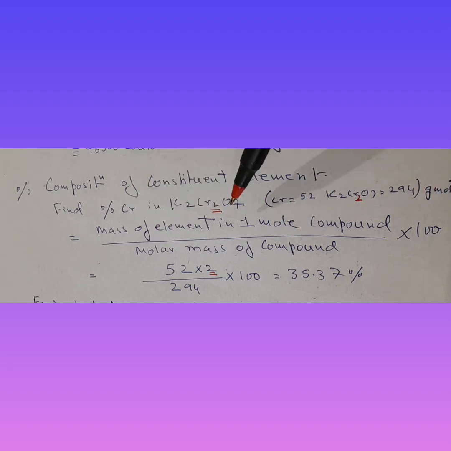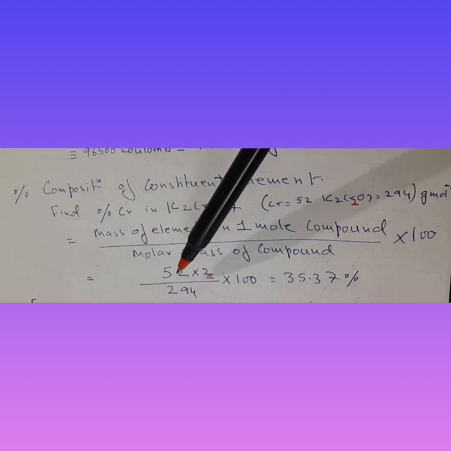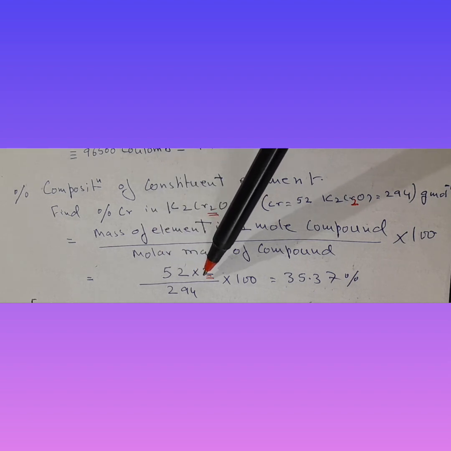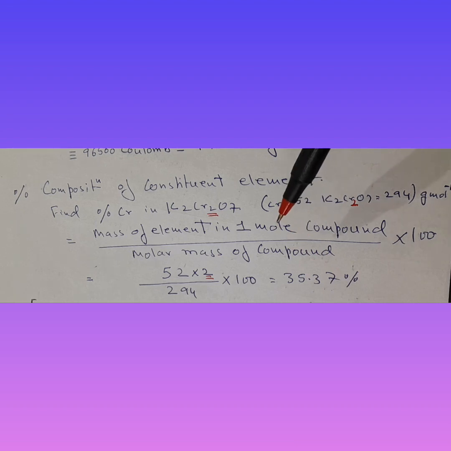So mass of element, our requirement is chromium. Now keep in mind it is Cr2, and they have given the atomic mass of chromium as 52. So we obviously have to multiply 52 by 2. So it becomes 104 divided by 294. That comes to 35.37. So this is how we find out percentage composition of a constituent in a compound.